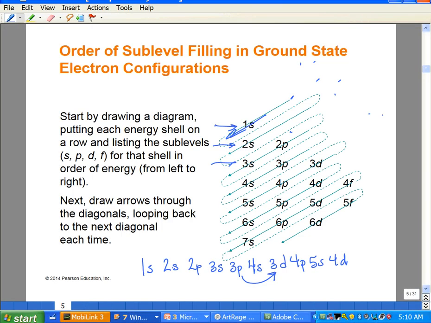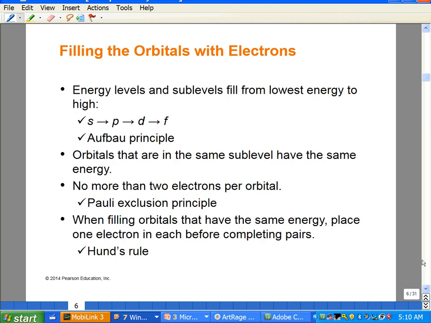So you'll be expected to be able to draw this yourself. All right. So here are our rules. And I'm going to kind of translate so we can get through quicker without just having to read. Basically, what this says is we go from highest to lowest within each energy level.